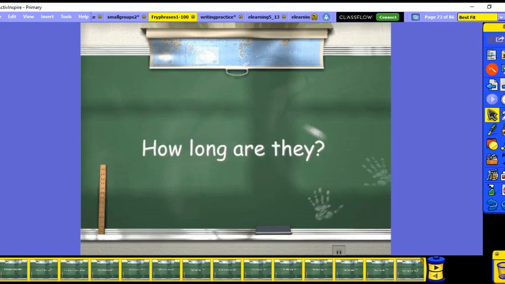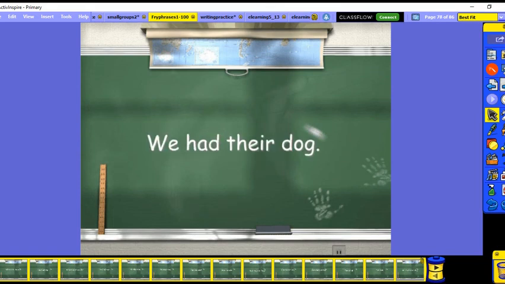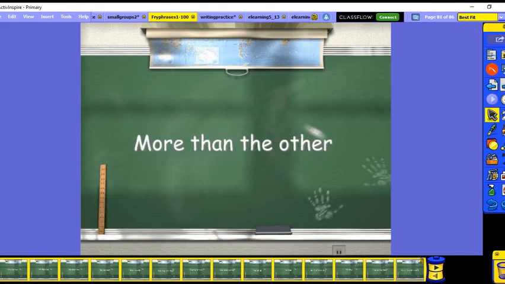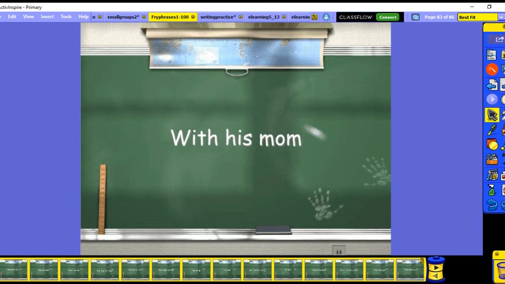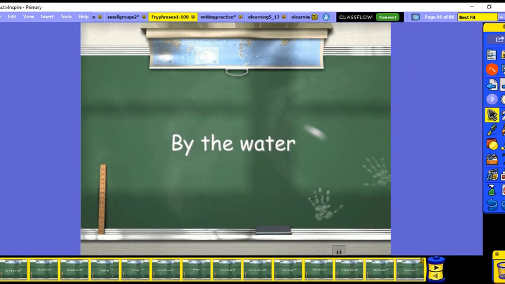More people. How long are they? One more time. How many words? 2 of us. Not now. We had their dog. No way. Now is the time. More than the other. Could you go? With his mom? As big as the first. See the water. By the water.